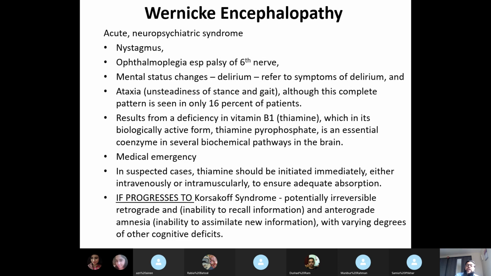And then you need to check for nystagmus and ophthalmoplegia. So you need to do the eye examination. Then you need to check the Romberg's test. Then you need to check the normal gait, whether it's normal or not.